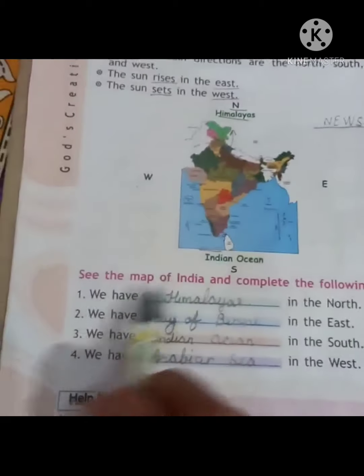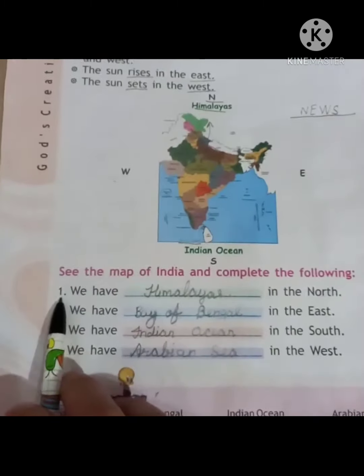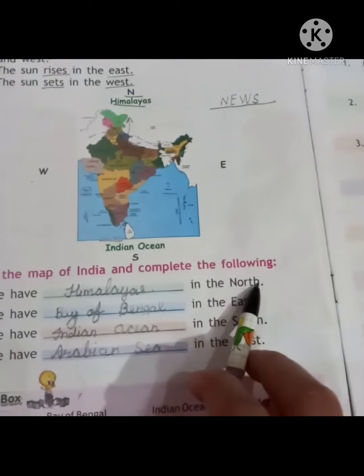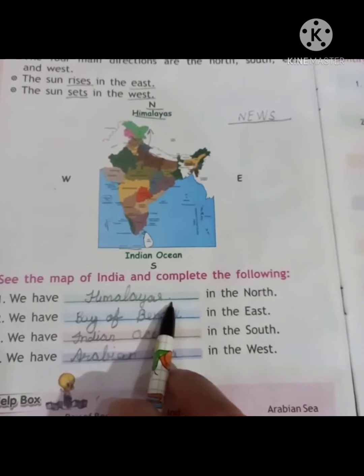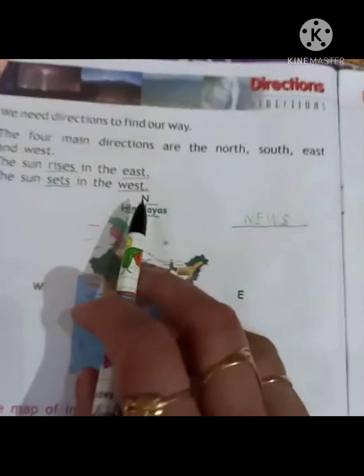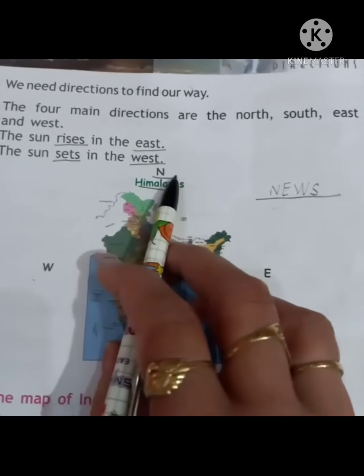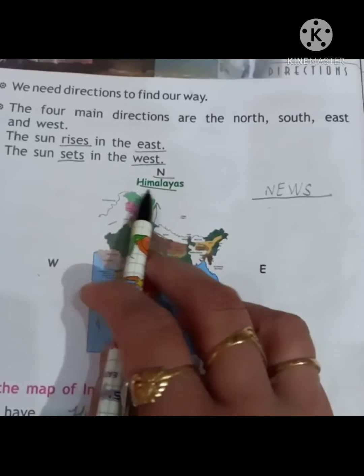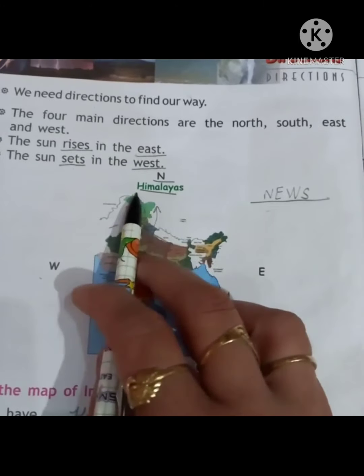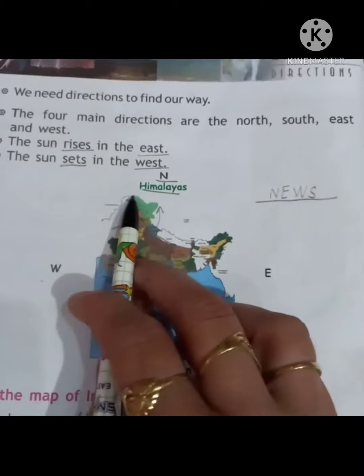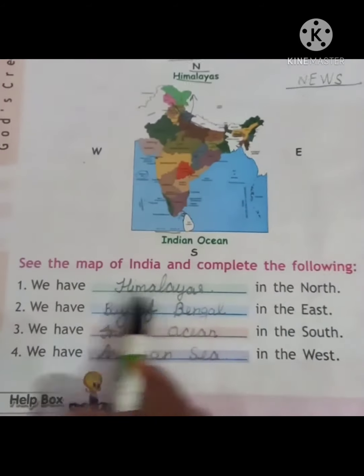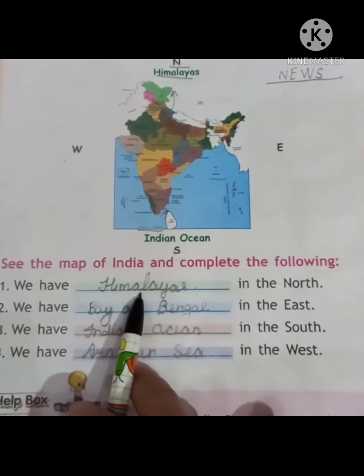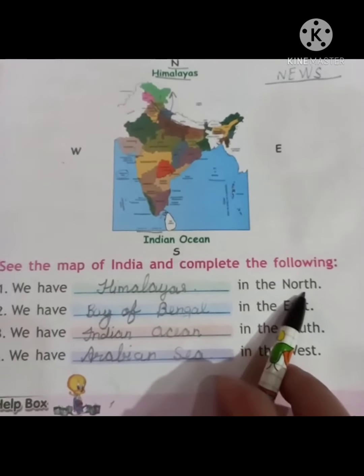Now let's come towards these points. Point number 1 is we have dash in the north. North में what we see, my dear students? We see N for north. And what is writing here? What we have seen here? There it is written Himalayas. So we will write here Himalayas. We have Himalayas in the north.